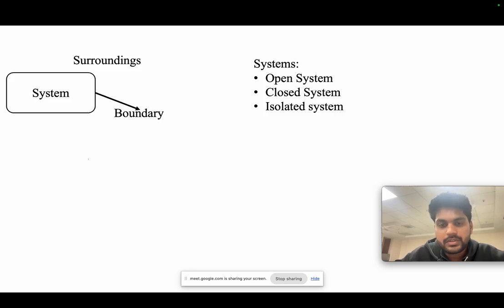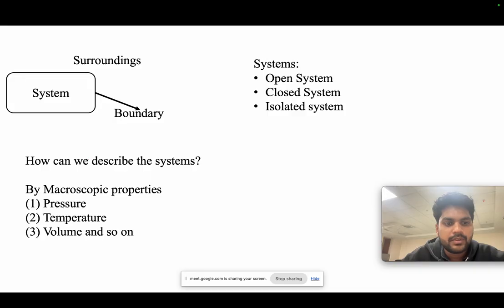So we started with what is system and what is surroundings, followed by the different types of systems we have: open, closed and isolated. Then, how can we describe the system? We ask what is the temperature, what is the pressure, what is the volume, what is the density, and how many moles it has. These are all macroscopic properties because we are not focusing on any particular molecule and how the molecule is changing.